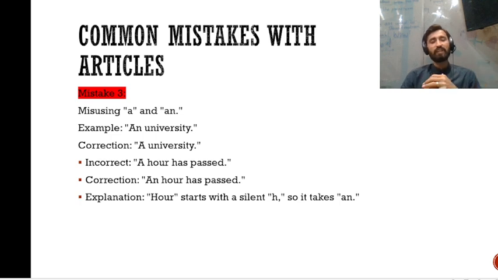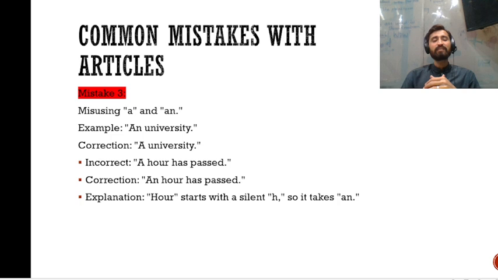The third mistake is that of misusing a and an. Examples आप देखें, an university. Now it's incorrect. The correct version is a university. If you remember in the beginning, I have discussed that you need to focus on the sound, not on the word, because the first alphabet is U, which is a vowel, okay? But the sound it produces is not a vowel, so that's why A is to be used.